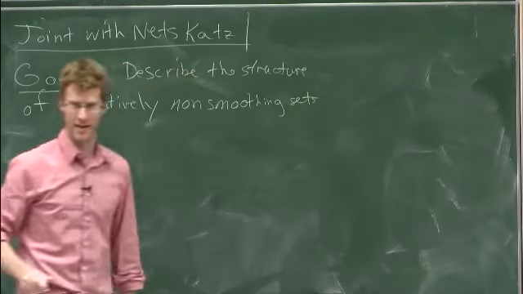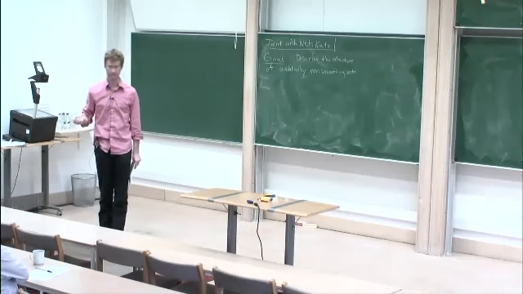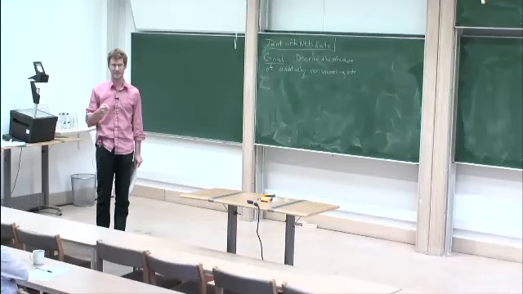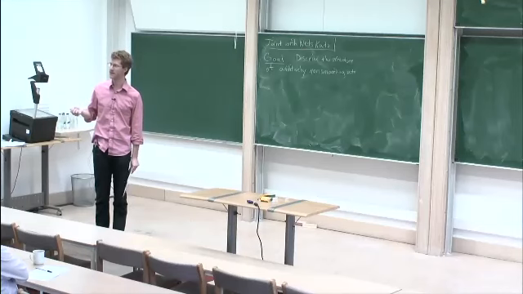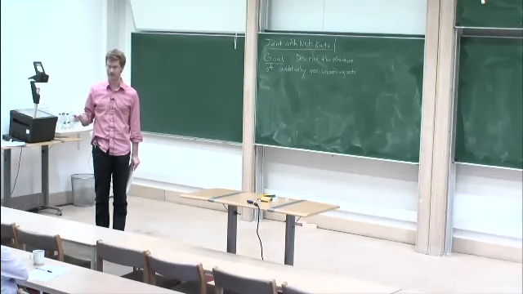So remember that additively non-smoothing sets arose in our study of the density of cap sets in F3 to the n. Everything I say today doesn't really have anything to do with cap sets anymore. So this problem can be considered independently, which is what I'm going to do. However, I will keep all of the same numerology from the previous talks in case any of you actually remember it.